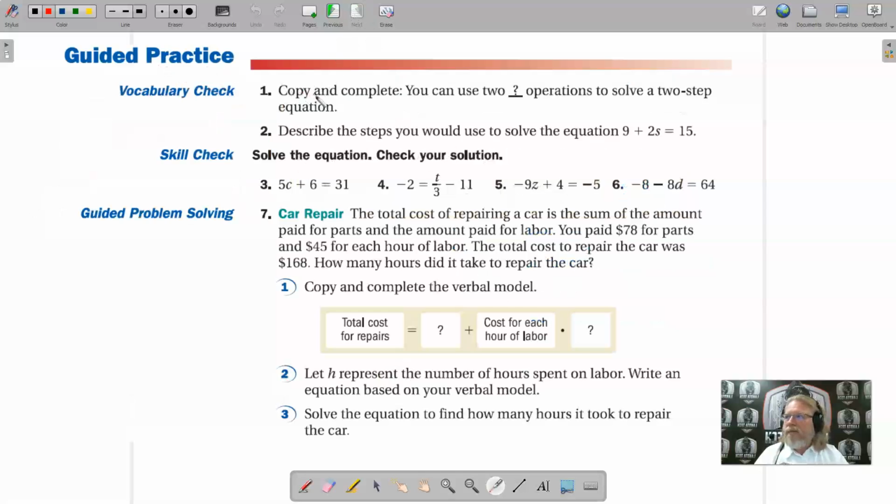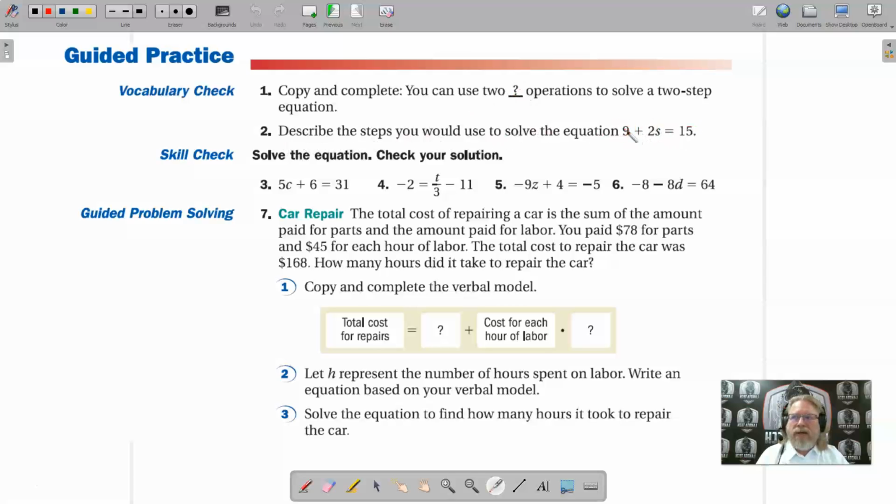That brings us to our guided practice. You can use 2 blank operations to solve a 2-step equation. Well, this answer would be 2 inverse operations. I know I often say the opposite operation, and by opposite I mean the inverse operation. Describe the steps you would use to solve the equation 9 plus 2s equals 15.